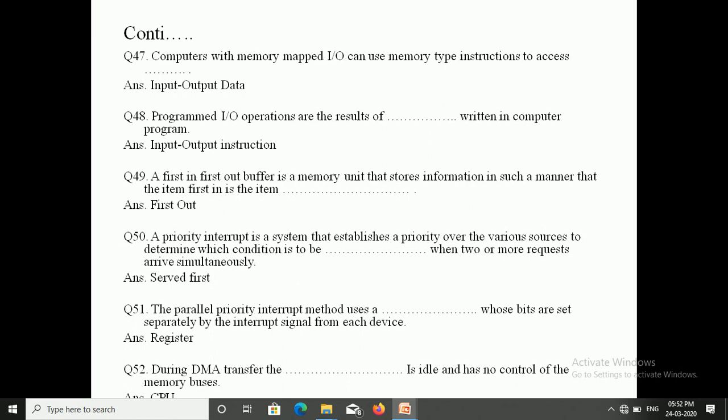because the CPU does not need memory buses during the execution of DMA transfer. So DMA transfer means direct memory access, the direct memory access between memory and input output devices.